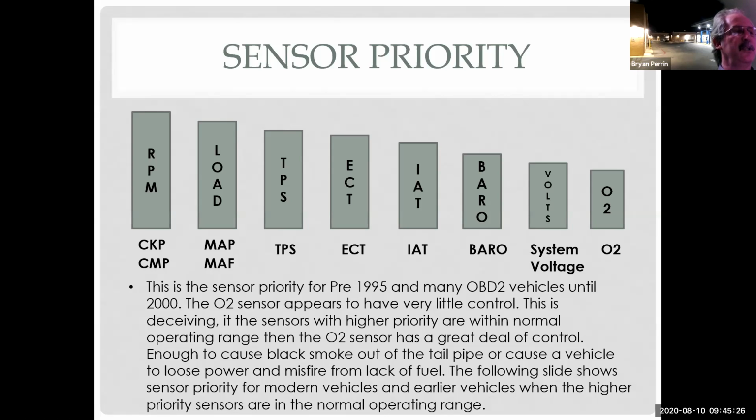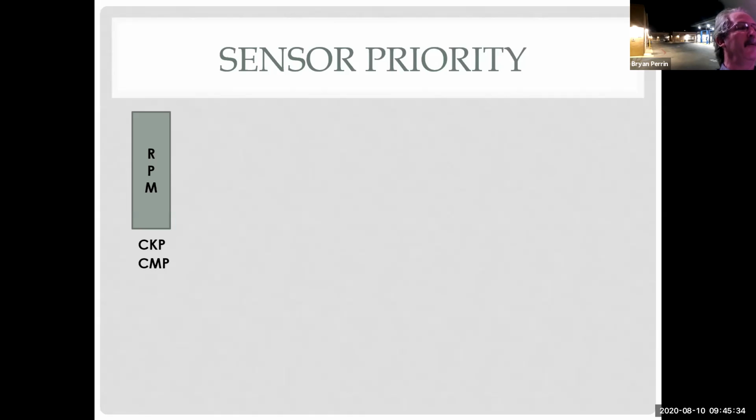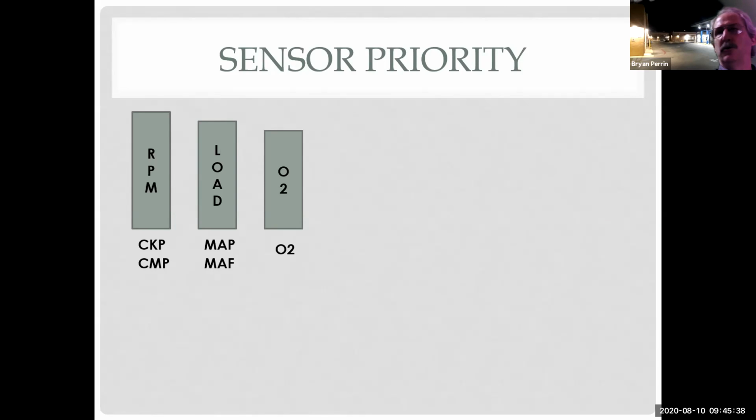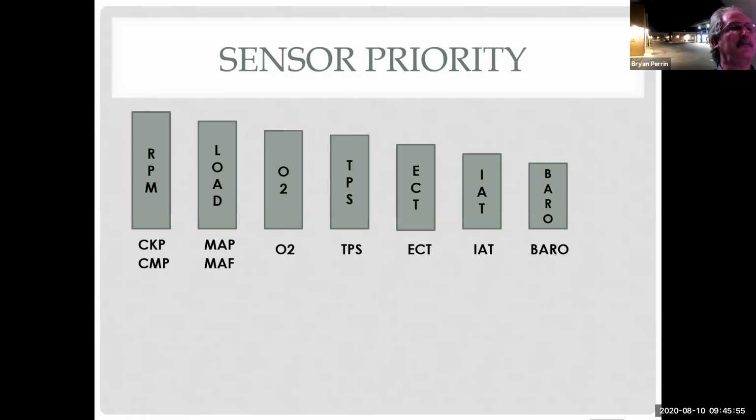The following slide shows sensor priority for modern vehicles and earlier vehicles when the higher priority sensors are in the normal operating range. So now we can see we have our speed sensor, our load sensor, and then our O2 sensor. It's going to take what it has for speed and load to find what speed and load cell, and then it's going to look to the O2 sensor and ask, did we get it right? And if we didn't, tell us so we can fix it. Then we put the other sensors after that.